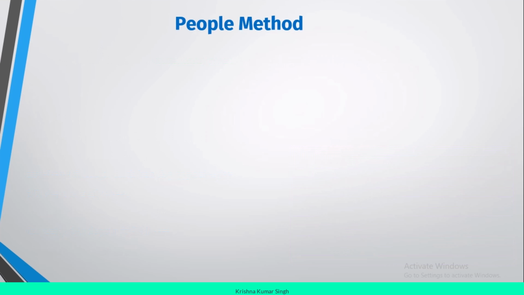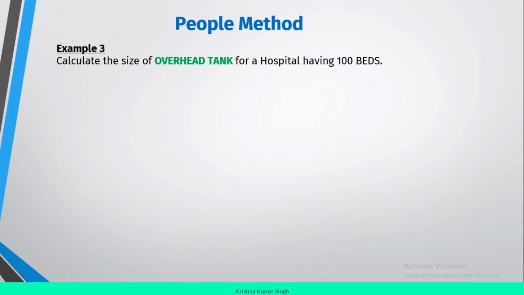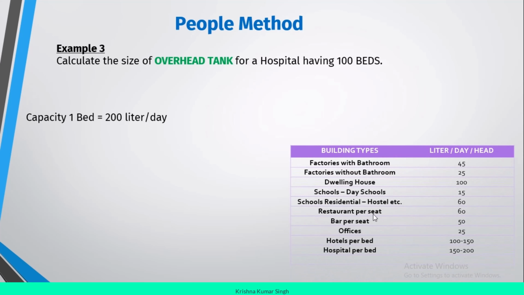So now moving towards the third example, this is a very important example. Calculate the size of overhead tank for a hospital having 100 beds. Capacity for one bed is equal to 200 liters per day. From where you get this value? From this table. Hospital per bed 150 to 200 liters per day per head. In this case our head is bed, so liters per day per bed.